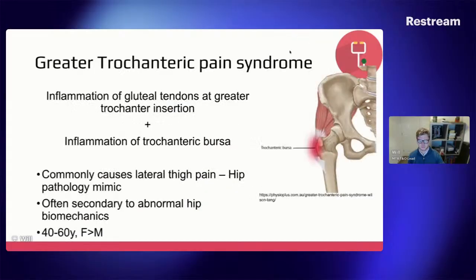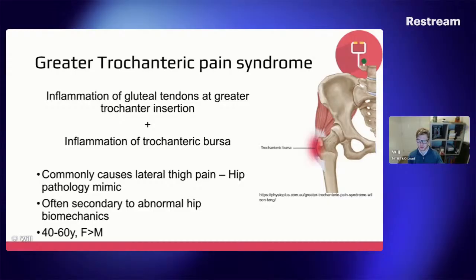So finally, we're just going to touch on greater trochanteric pain syndrome. This is a very common mimic of true hip pathology. If you remember at the start, we talked about differentiating true hip pain, which is pain in the groin or in the buttock, from lateral thigh pain, which can often be mistaken by patients as hip pain.